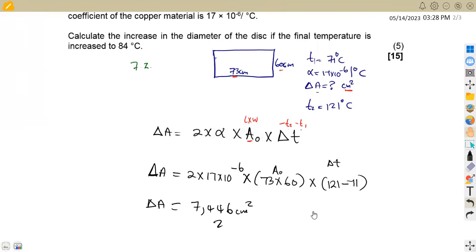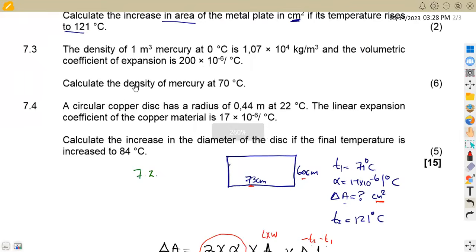If you are given the linear coefficient, then you have to multiply by 2. That's going to be 2 alpha in this case. All right, so let's check the other part of the question, which is on 7.3.